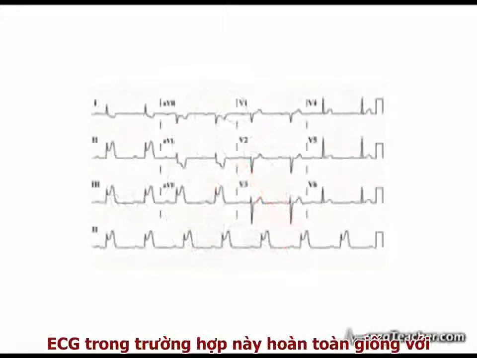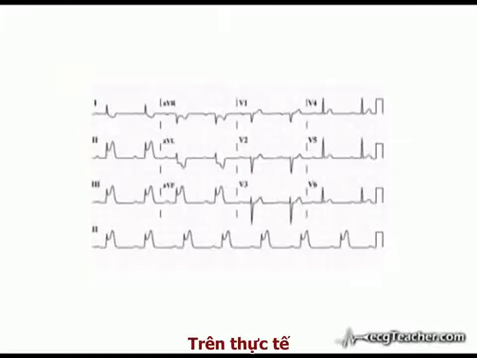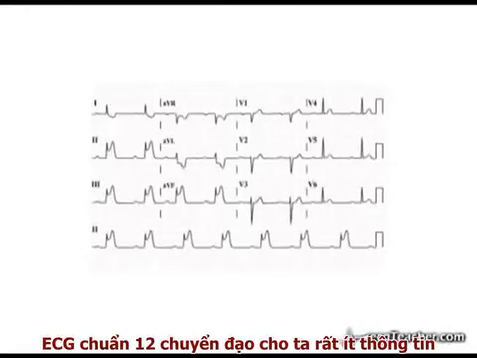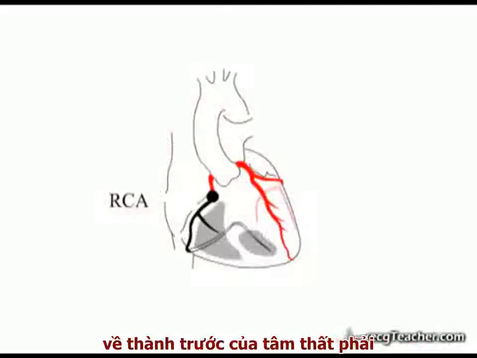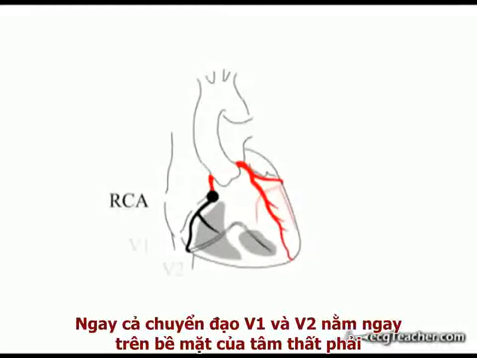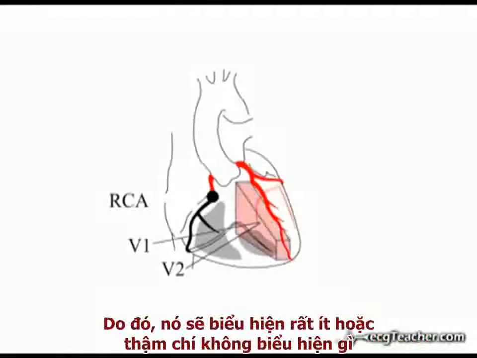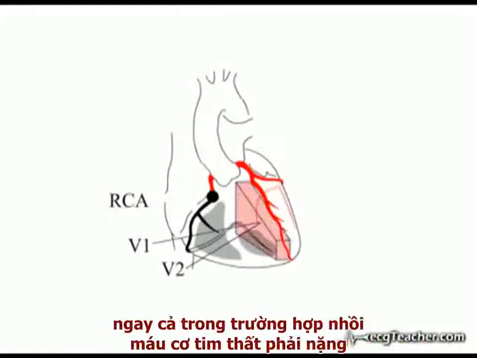You'll notice that the ECG in this situation is virtually identical to that observed with distal RCA obstruction. In fact, the standard 12-lead ECG gives very little information about the free or anterior wall of the right ventricle. Even leads V1 and V2, which face this surface of the ventricle, are dominated by signal from the septum and may show little or no change in the presence of significant RV infarction.